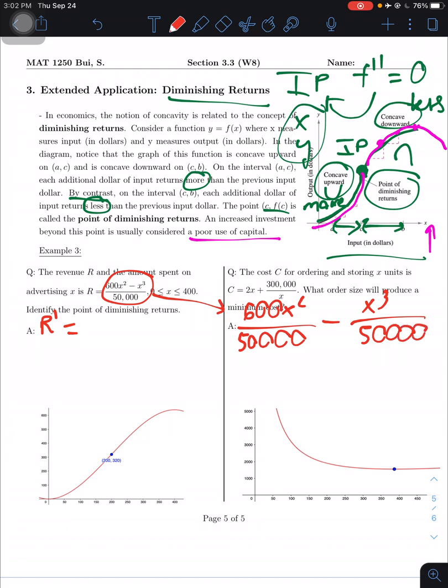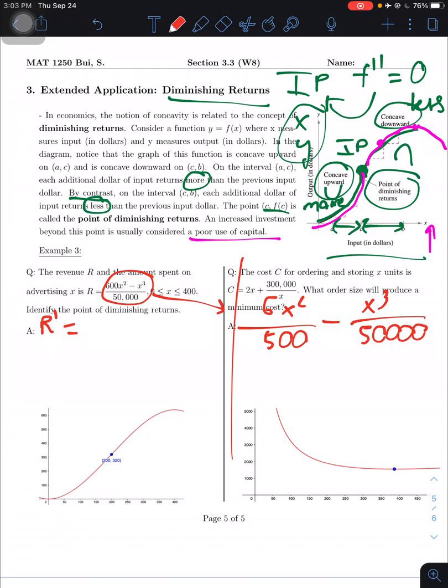Okay, for the first function, notice that I can divide both top and bottom by 100. So in short, that will give me a 6 on the top and a 500 on the bottom, after I simplify it. Okay, so set aside that.